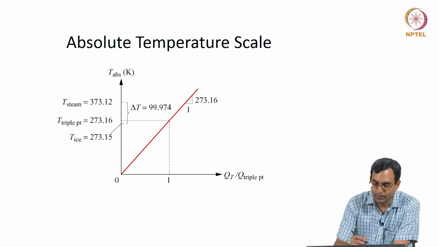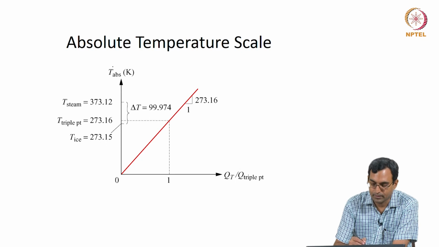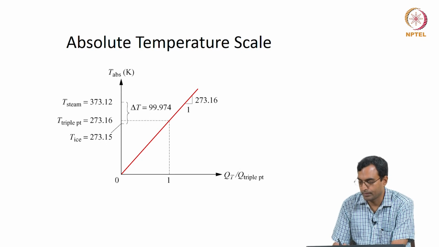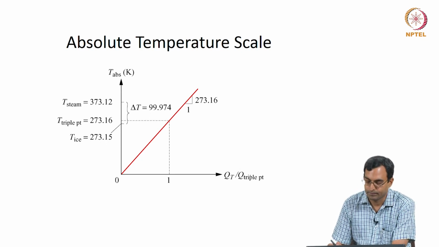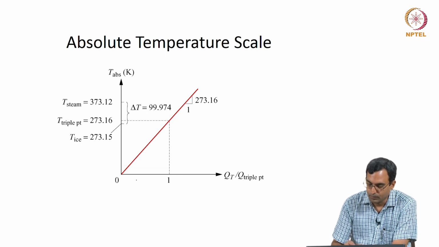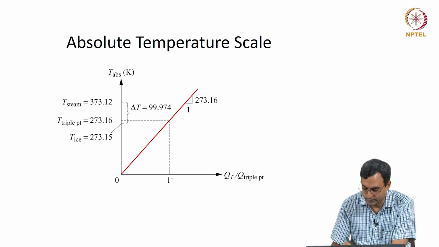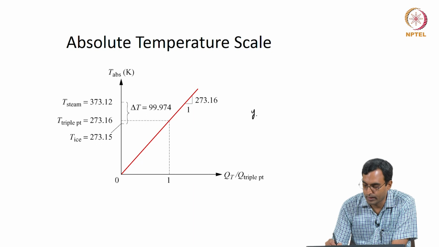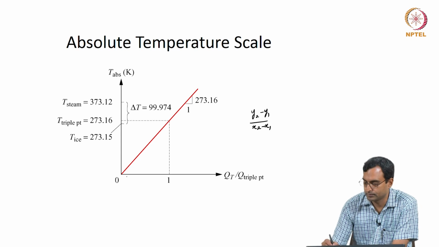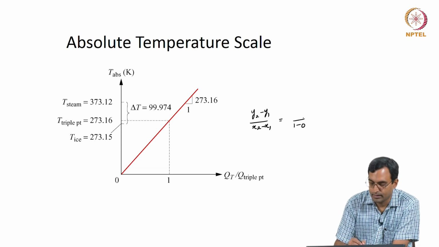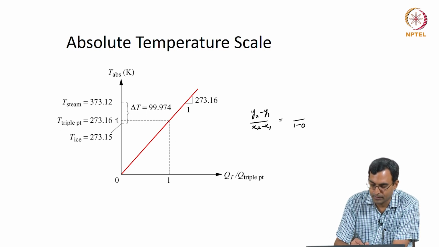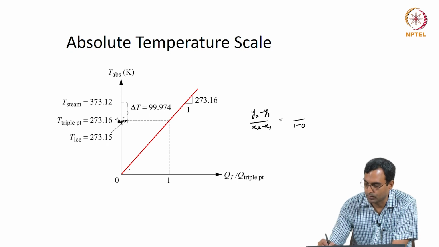So, if I plot, for example, the absolute temperature versus Q by Q triple point, then when Q by Q triple point is 1, okay. The slope of this is y2 minus y1 by x2 minus x1. So, this is 1 minus 0. Then y2 minus y1 is the temperature of the triple point minus 0.